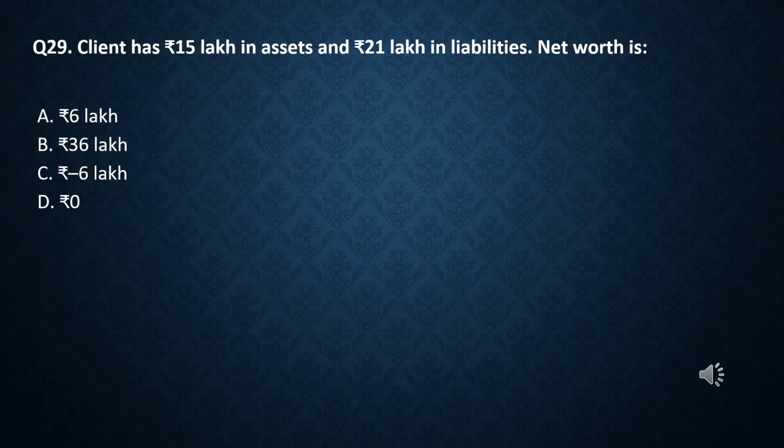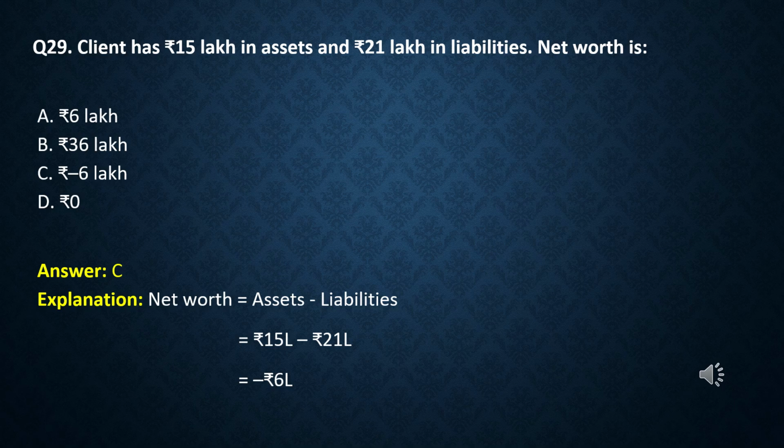Next question. Client has 15 lakh in assets and 21 lakh in liabilities. The net worth is option A 6 lakh, option B 36 lakh, option C minus 6 lakh and option D 0. Correct answer is option C minus 6 lakh. Net worth formula is assets minus liabilities. Here liabilities are more. So it is 15 lakh minus 21 lakh, which is minus 6 lakh.